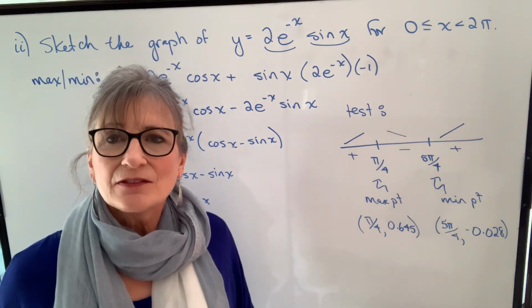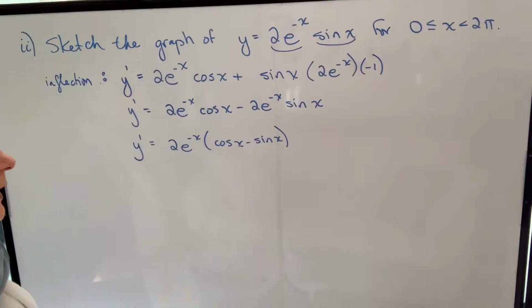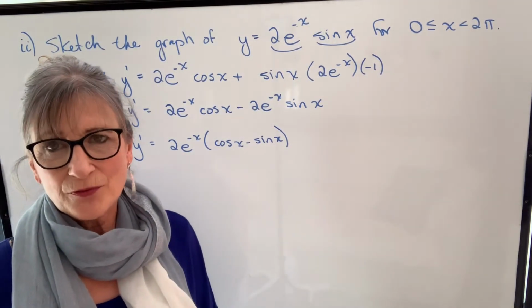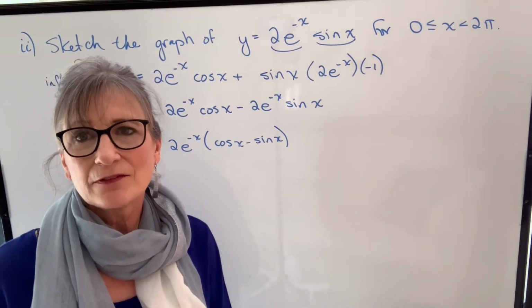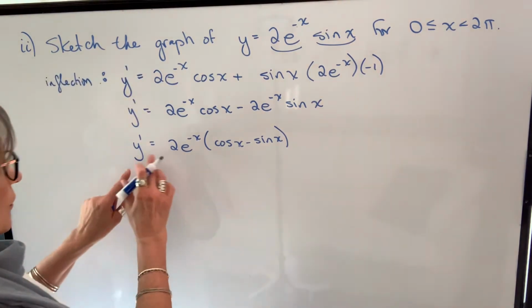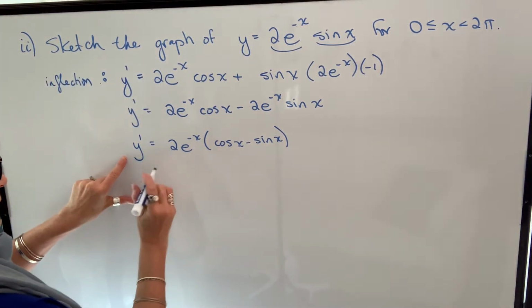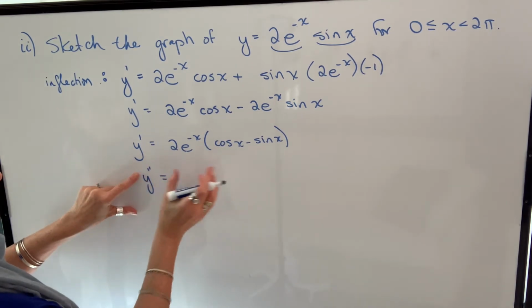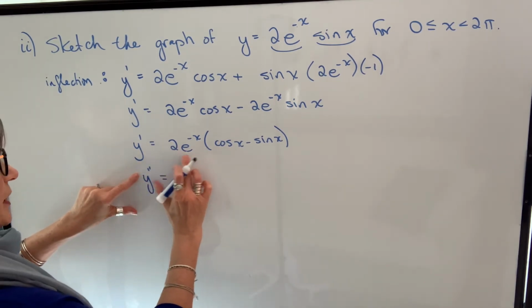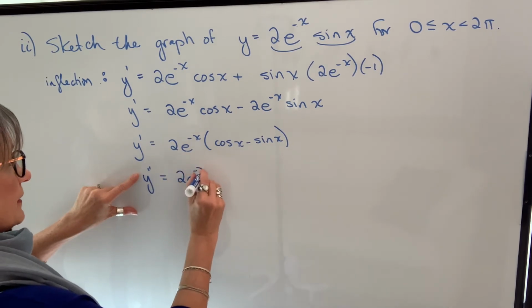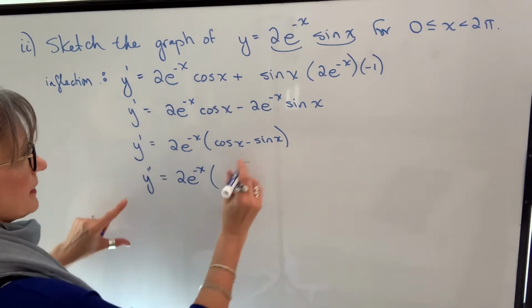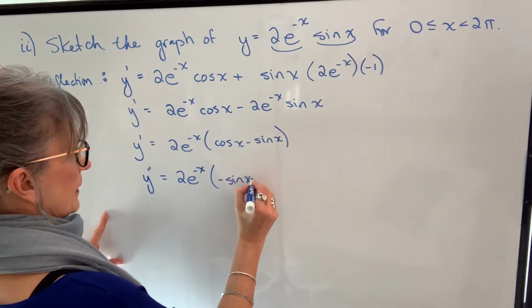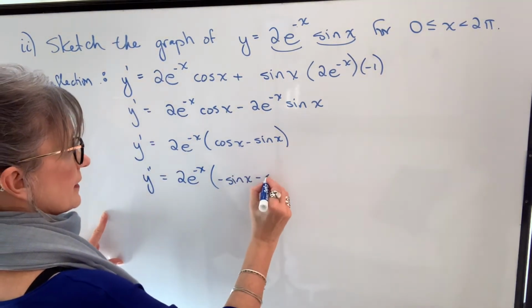Let's next find any inflection points that this graph might have. In order to find inflection points, I need to work with the second derivative. I need to set it equal to 0 and then solve and then test. So I'm going to use this function as my first derivative and differentiate that to get my second derivative. Again, I use my product rule, so the derivative will be equal to 2e to the negative x times the derivative of this. The derivative of cos of x is negative sine of x, minus the derivative of sine of x is cos of x.